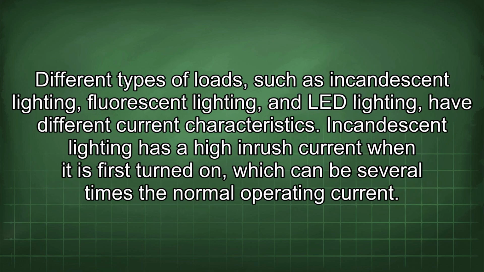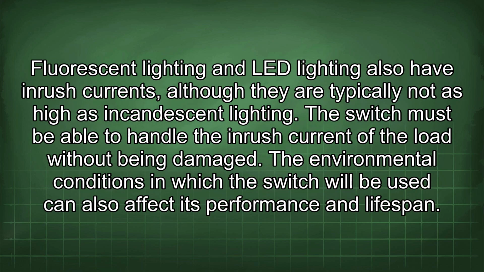Different types of loads, such as incandescent lighting, fluorescent lighting, and LED lighting, have different current characteristics. Incandescent lighting has a high inrush current when it is first turned on, which can be several times the normal operating current. Fluorescent lighting and LED lighting also have inrush currents, although they are typically not as high as incandescent lighting. The switch must be able to handle the inrush current of the load without being damaged.